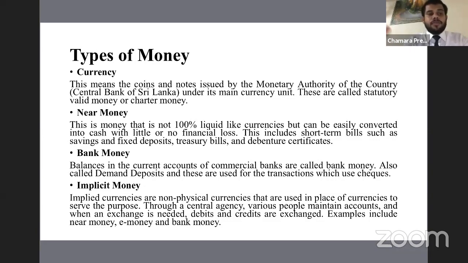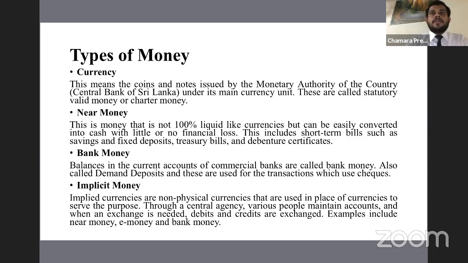And near money, so we discussed this one in the previous slide as well. This is money that is not 100% liquid like currencies, but can be easily converted, with little or no financial loss. So this is the near money. This includes short-term bills such as savings and fixed deposits, treasury bills, and debenture certificates.